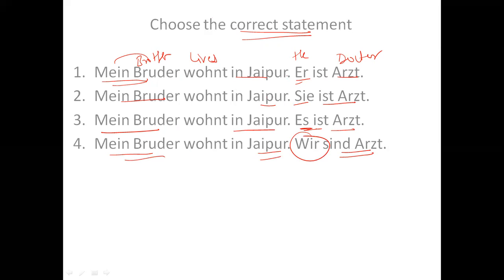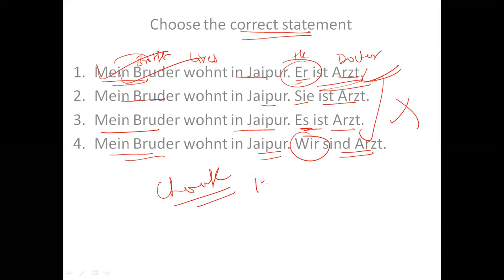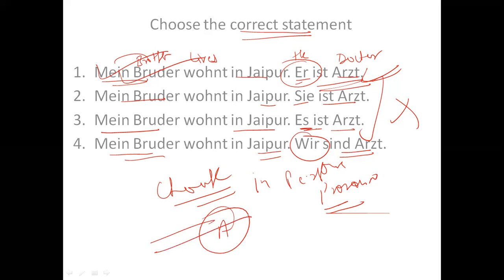So I would tell you that only option 1 is correct here, that my brother lives in Jaipur and he is a doctor, right? So all the rest of the options are wrong. So if in the exam you get a question like this, choose the correct statement in personal pronouns, then you have to choose option A, because only from option A it is very much clear. My brother is equal to he, here, right?